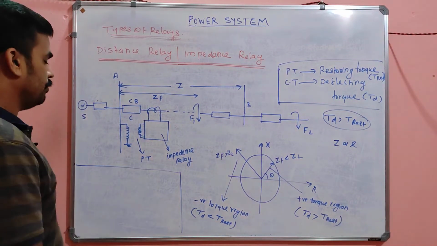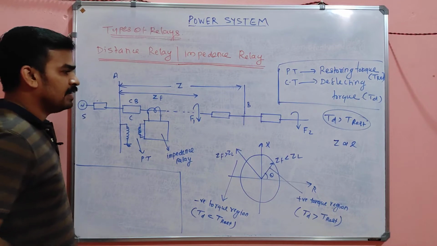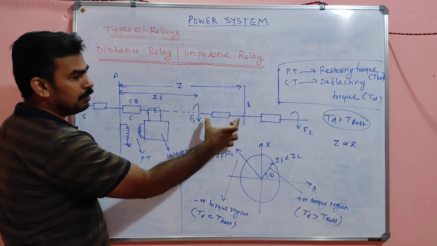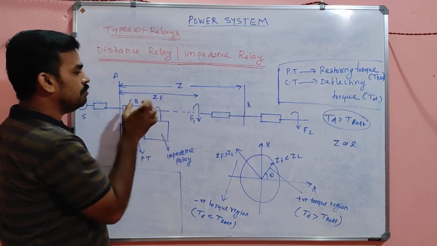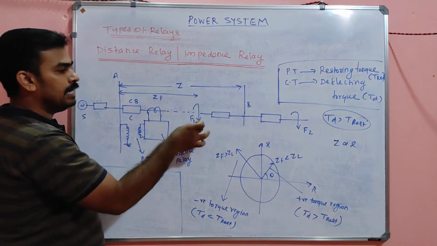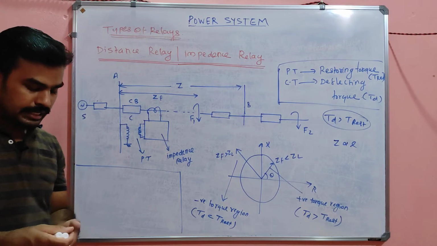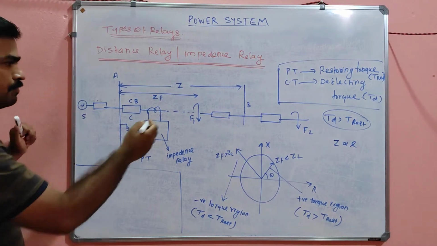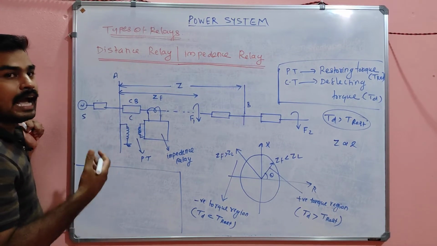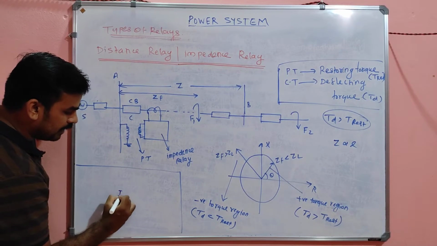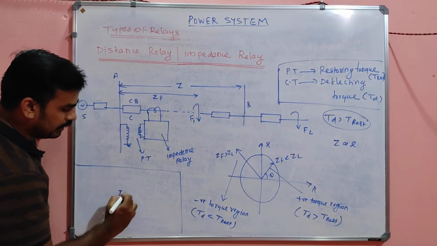So what happened here, my dear? When the fault occurred below the length AB, then what happened? The nature of the faulty point is such that when a fault happens, the current value I will be high.